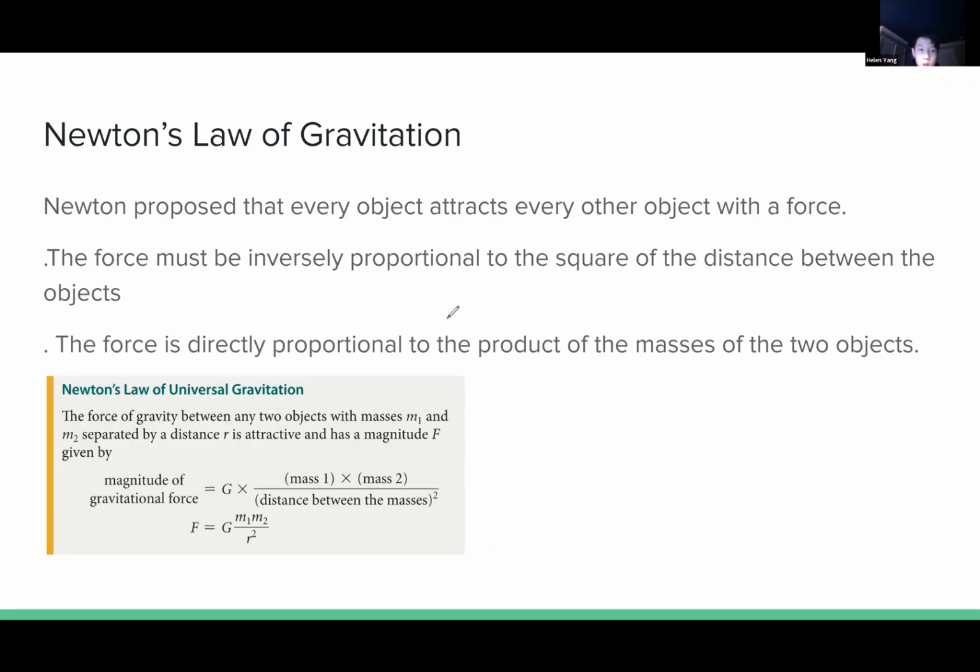Okay, so now Newton proposed that every object attracts every other object in the entire universe with a force. So something on Earth could attract something in outer space, but the force must be inversely proportional to the square of the distance between the objects. So it would be proportional to 1 over r squared. And it would be directly proportional to the product of the masses, which is the mass of one thing times the mass of the other.